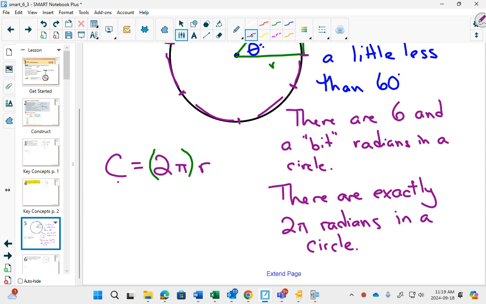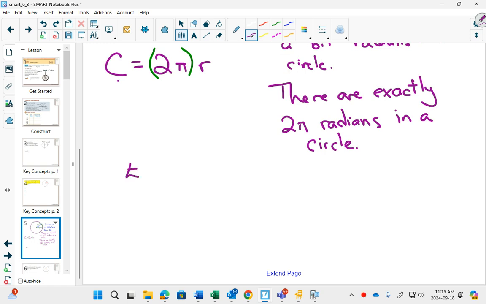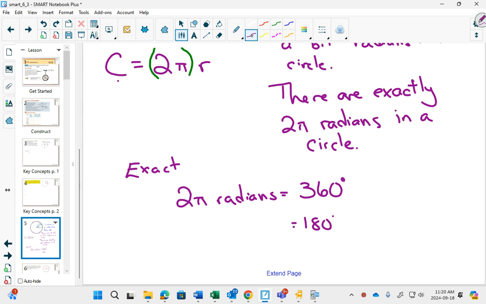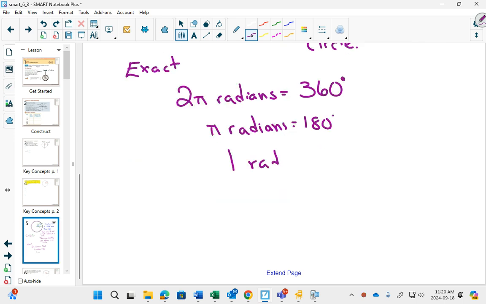Maybe that can help you remember this formula a little bit better. Okay? Now, we can think about stuff being exact. You know that 2 pi radians is equal to exactly 360 degrees. Halfway around the circle, 180 degrees. How many radians is halfway around the circle? Pi. Does it make sense that 2 pi is all the way around the circle, and that halfway around the circle would be pi radians?